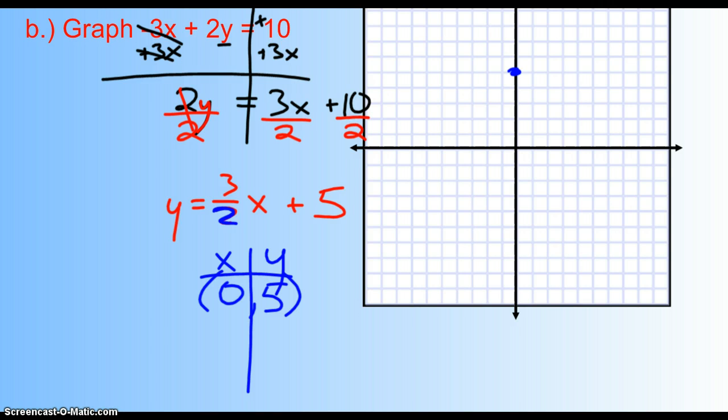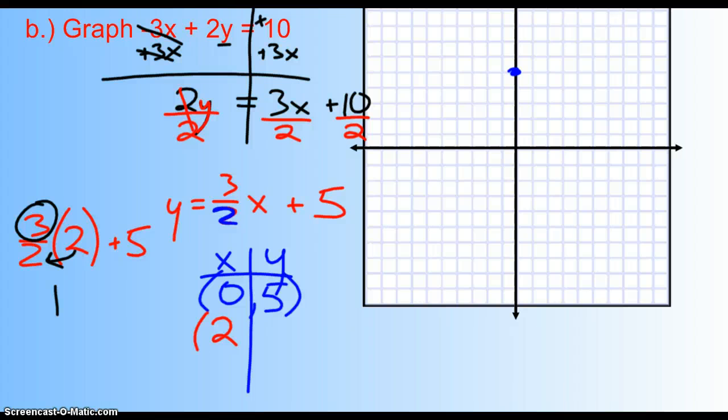And then I'm going to plug in, let's try 2. So here's the trick. 3 over 2, and if I put 2 in here plus 5, we're going to solve for y. Here's the shortcut, I can do 2 divided by 2, which is 1, and then take 1 times 3 to get 3. So really this is 3 plus 5, and I get 8. So 2, 8. 1, 2, 3, 4, and there we go.